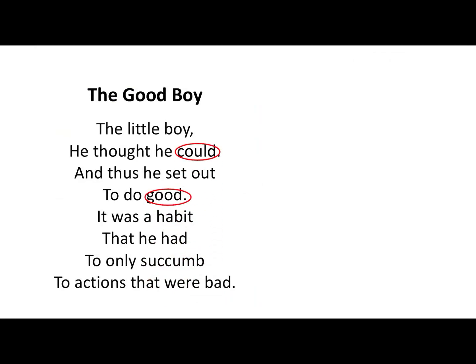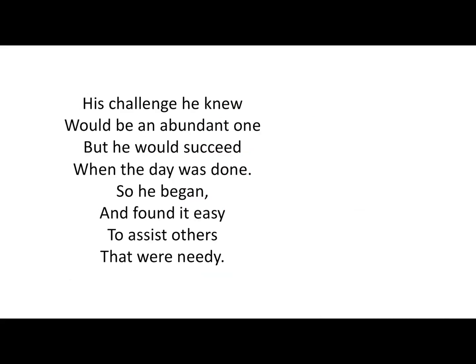So we're going to circle the rhyming words, could and good, had and bad, and we can go ahead and label them A, B, B. So this is the first stanza, and there are a total of 8 lines in this stanza. And so far, we have an A, B, B rhyme scheme. Let's go on to the next stanza.